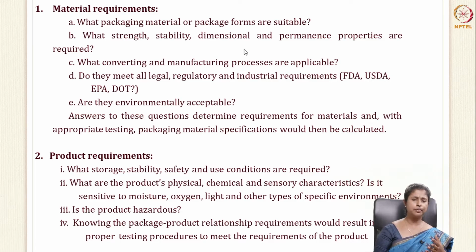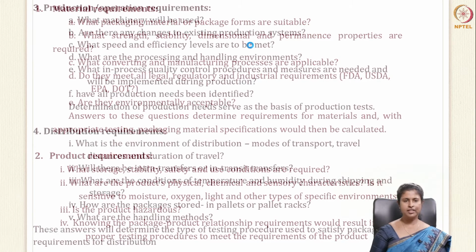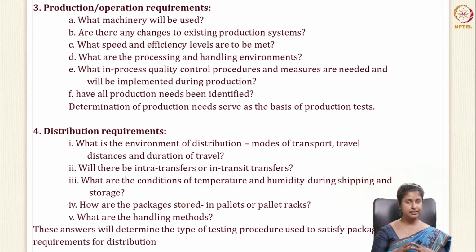Another is, what are the product's physical, chemical, and sensory characteristics? Is it sensitive to oxygen, moisture, light, or any type of environmental conditions? Is the product hazardous? Another important question. Knowing the product, we have to test the product and test the package. When you know the product and package relationship, the requirements will result in using the proper testing procedure to meet the requirement. All of these are interconnected. You need to go through each of these step by step, and only then can you see that your package is a performing package.